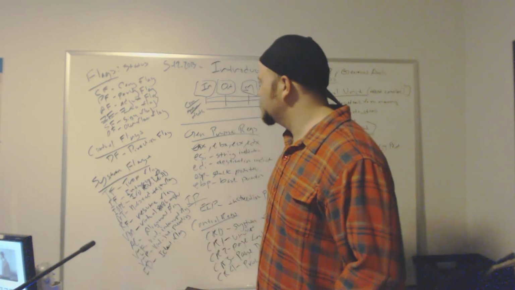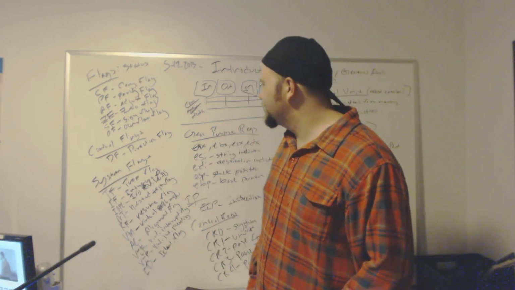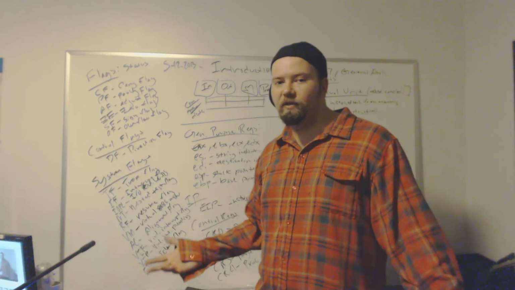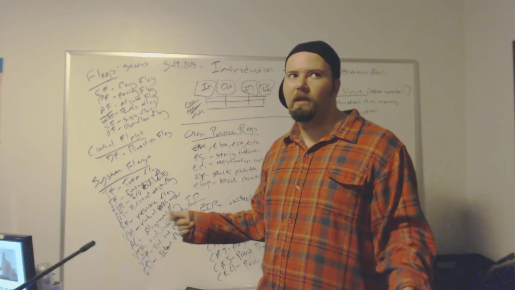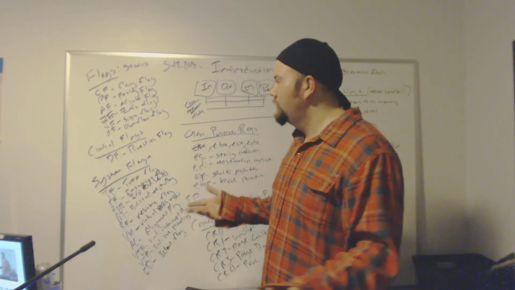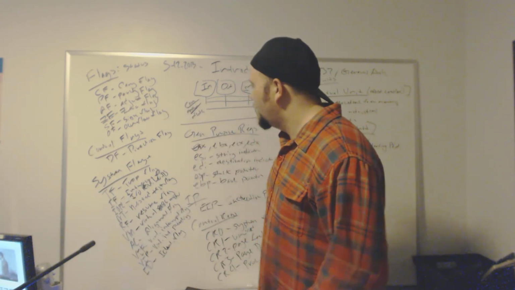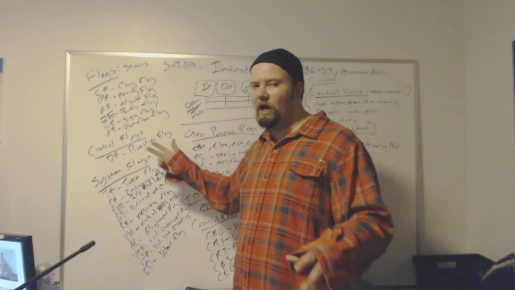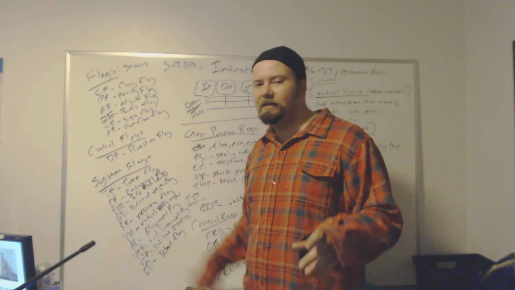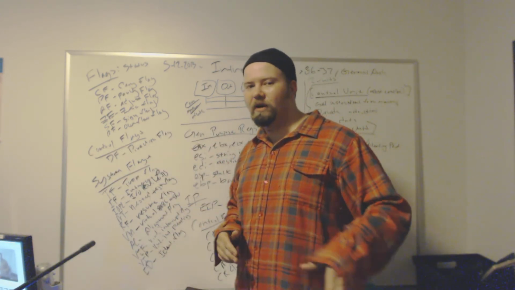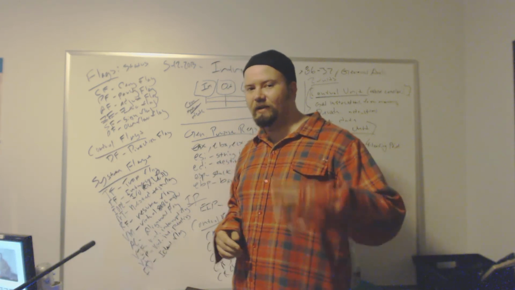Parity flag, not very useful to us. Adjust flag, not very useful to us. The 0 flag: if an instruction is executed and the result is 0, the 0 flag is automatically set. The sign flag is set automatically after every single instruction, and the sign flag represents whether or not the most significant bit in the application is 1 or 0.